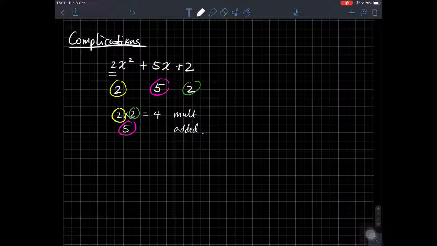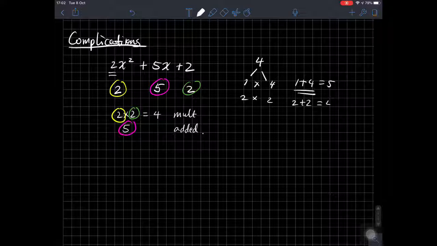Now 4 can be made up of 1 times 4, and 1 plus 4 equals 5. So these are the numbers. Let's just check on the other possibilities. 2 times 2 is also 4. But then 2 plus 2 is still 4, which is not 5. Then we can be sure that our numbers for factorizing are 1 and 4.